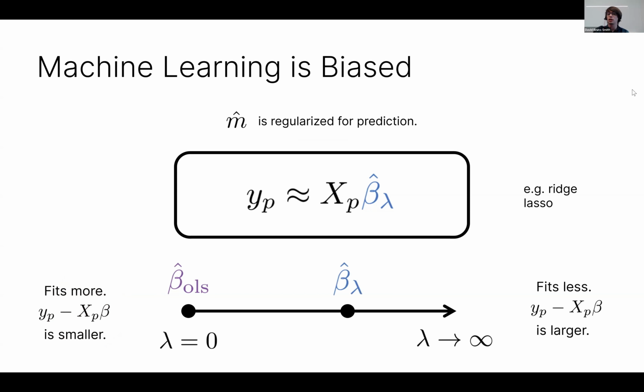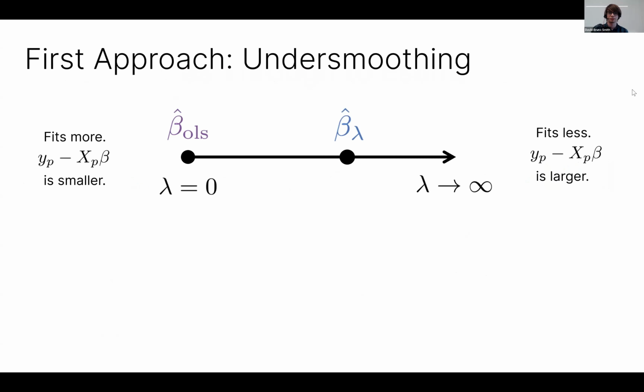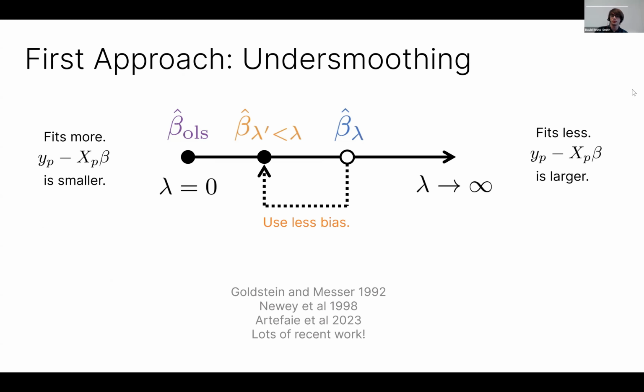One solution to this issue is to do undersmoothing. So if we go back to our graphic, we have our regularized coefficients, beta hat lambda. One suggestion is, hey, just use a smaller lambda. We have some lambda prime smaller than lambda, and that means that we're going to be fitting more aggressively. This has been studied really extensively. There's lots of recent work.